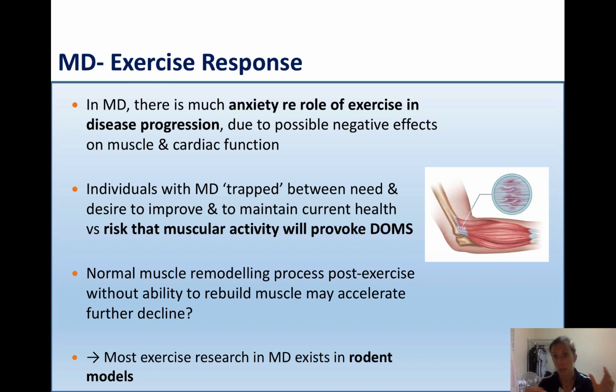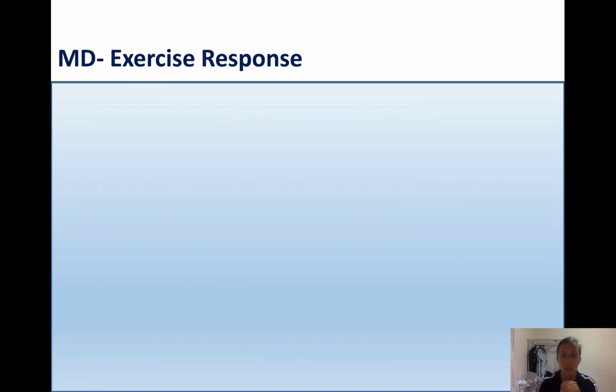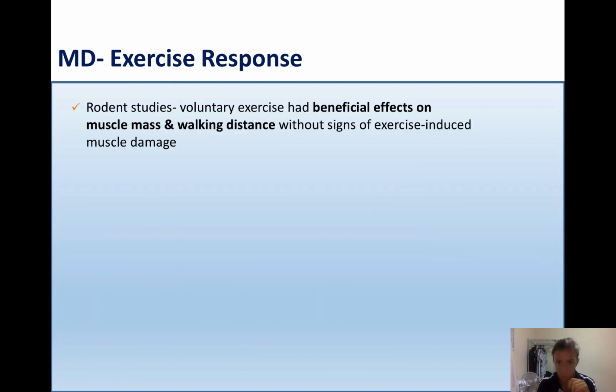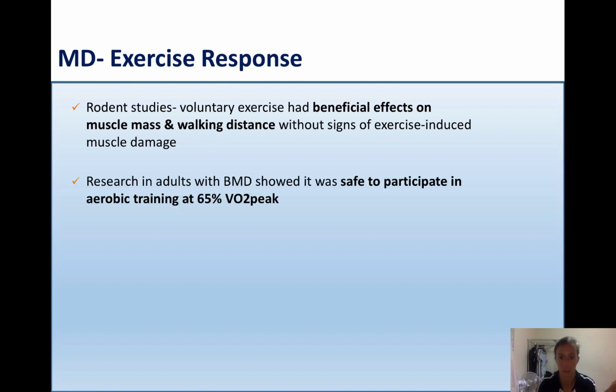So due to these reasons, and obviously people being very cautious about this, and the nature of the disease itself being in young people, obviously causing a lot of difficulty for parents and family members and all the rest, a lot of research to date in terms of exercise has been undertaken in rodent studies. But what they have found is voluntary exercise does have beneficial effects on muscle mass and walking distance without signs of exercise-induced muscle damage. Now, obviously that has a lot to do with the exercise stimulus, which we'll talk to shortly.